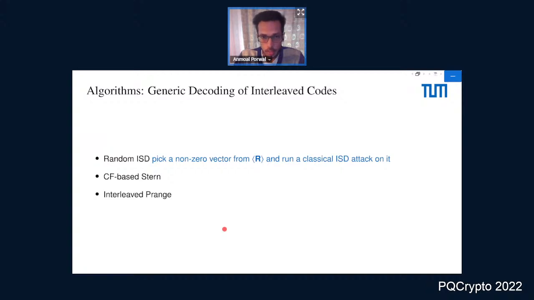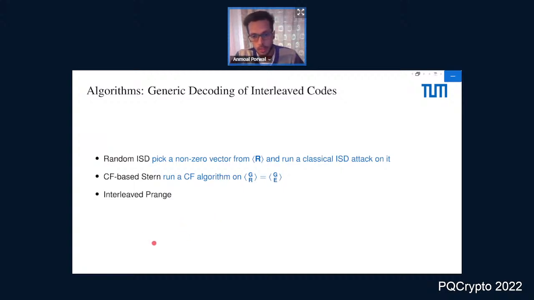Now the second algorithm. Note that if you were to concatenate the generator matrix and the received matrix, then the code generated by this is going to be the same as the code generated by the generator matrix that you get by concatenating G and R. So what you can essentially do is run a low weight codeword finding algorithm on the code that you get by the concatenation of G and R. You can, for example, use Stern's algorithm here. And then finally, you have interleaved Prange.